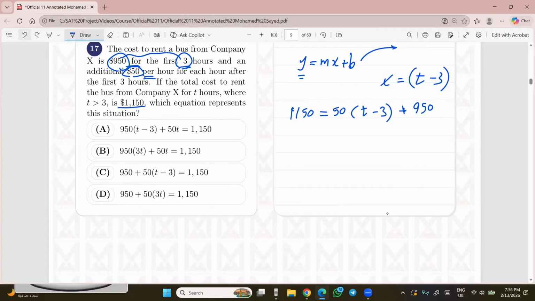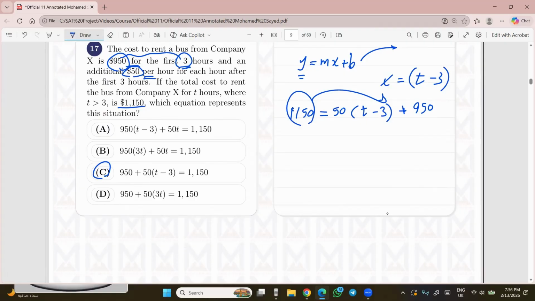Which means the number here should be fixed. I cannot change it. Now we can use this equation and you can just flip them, put this on the right, put this on the left. You can find the answer, letter C. 950 plus 50 times t minus 3 is equal to this number. Just flipping or reordering the equation and you get the answer, letter C.